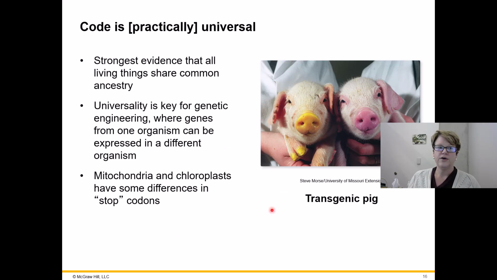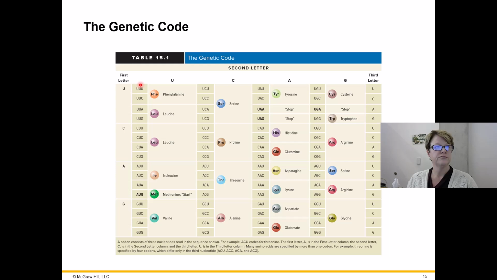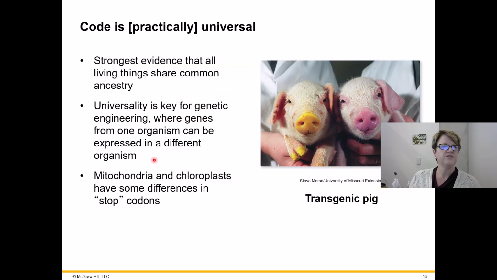So the genetic code is said to be universal, but it turns out it's not completely universal. It's practically universal, meaning almost all living organisms have the same code, the one I just showed you, except there's a few minor differences. Like in mitochondria and chloroplasts, sometimes there are slightly different stop codons. There are some one-off organisms that might have one codon that's different. But for the most part, there's a very, very high level of universality.